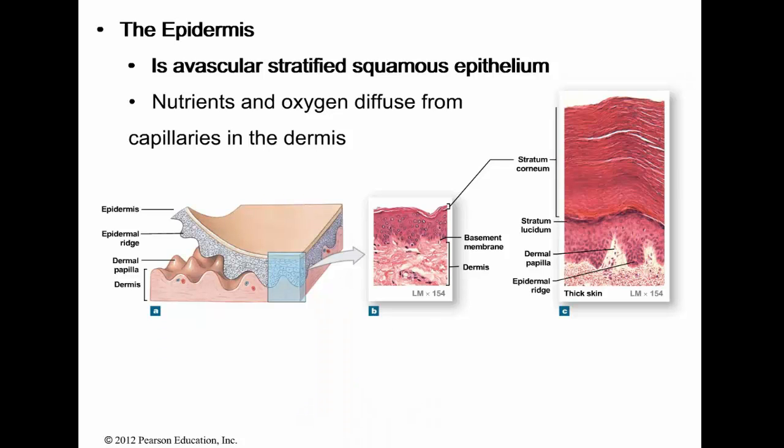then you've got the stratum corneum right over on the right hand side of the diagram, which has been magnified a further 154 times. So you can see that we're looking at very small structures of the skin, and because the epidermis doesn't have any blood supply, nutrients and oxygen have to diffuse from the capillaries in the dermis upwards.